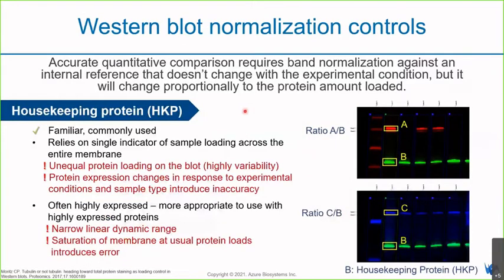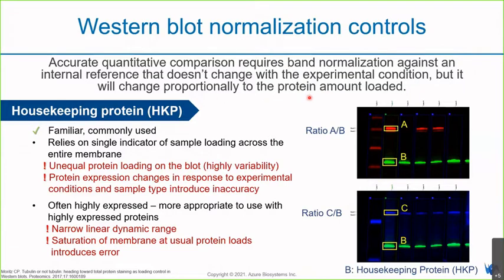A very important component for quantitative Western blot, an accurate one especially, is the normalization of the band intensity obtained from the target proteins against an internal reference that doesn't change with the experimental condition, but whose intensity would change proportionally to the protein amount loaded.